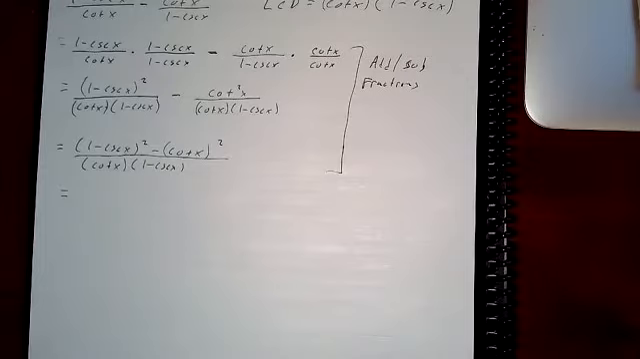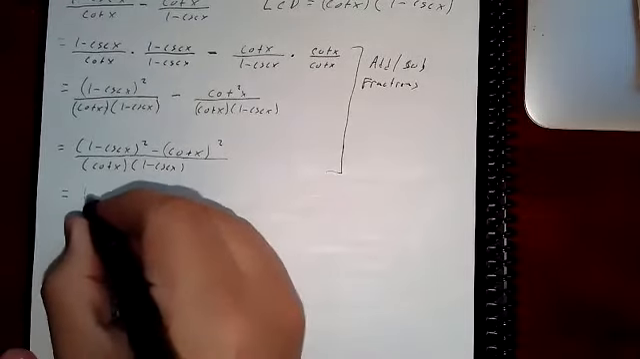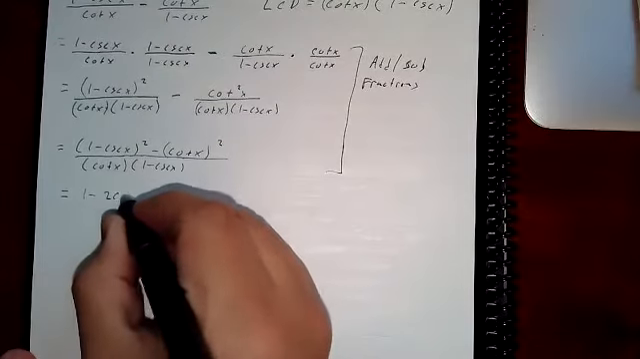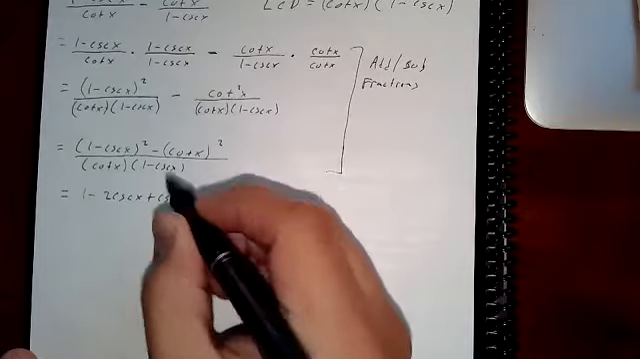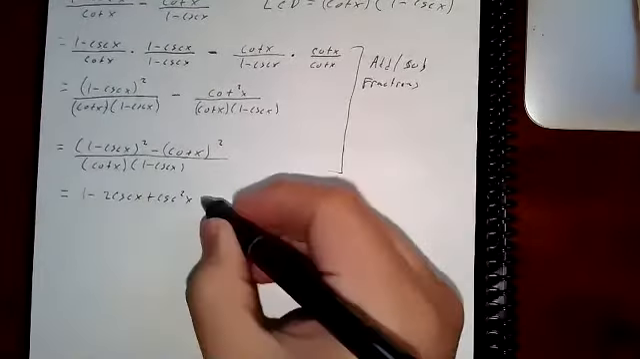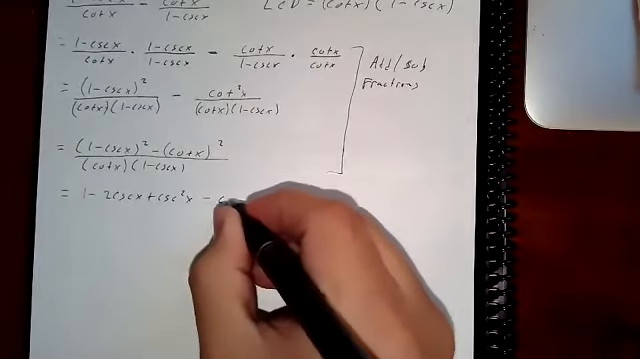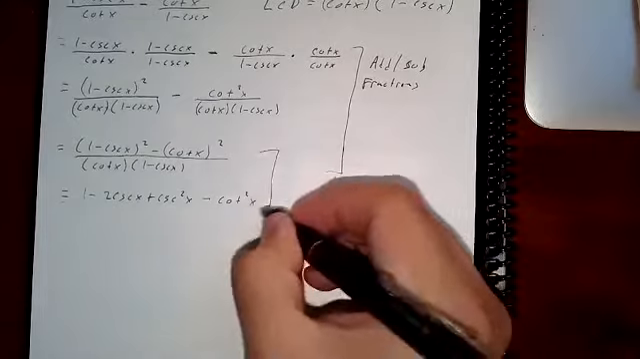So I see that this will be 1 minus 2 cosecant plus cosecant squared x when you FOIL this first part. And I'm going to leave the other one as cotangent squared. So here we did some algebra.